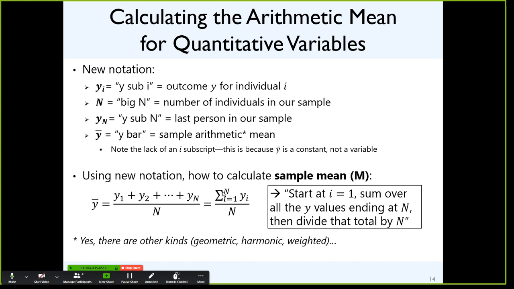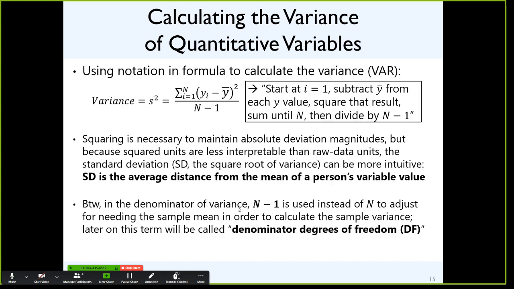This, written more quickly, is this thing right here. Have you seen this before? Sum, or capital sigma. Yep, that means sum over. So this right here means sum over y sub i, starting at i equals 1 all the way up to n, and then divided by n. So it's the average value across all of these observations, equally weighting everything.